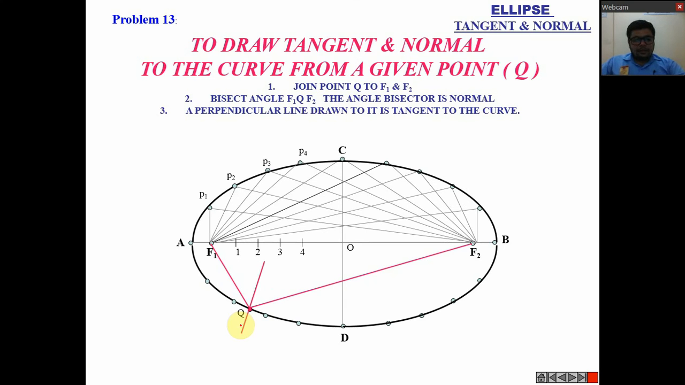After generating the normal, at 90 degrees and passing through point Q, if you draw a line, that will be your tangent. So you have to indicate tangent and normal.